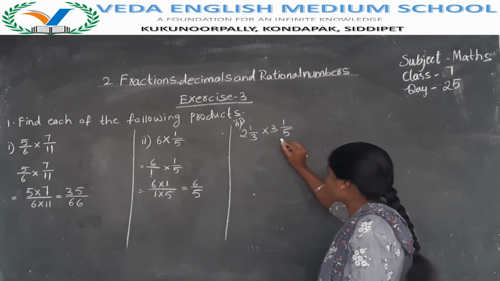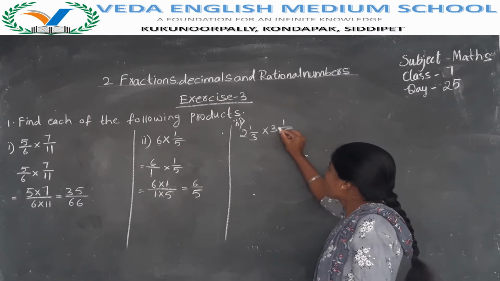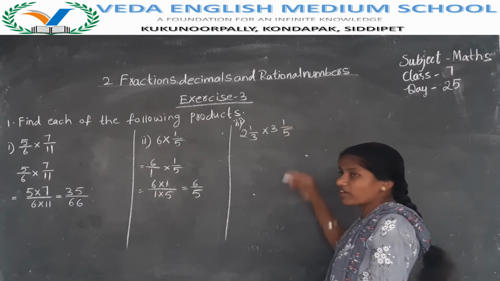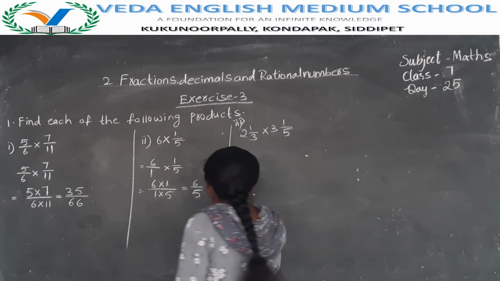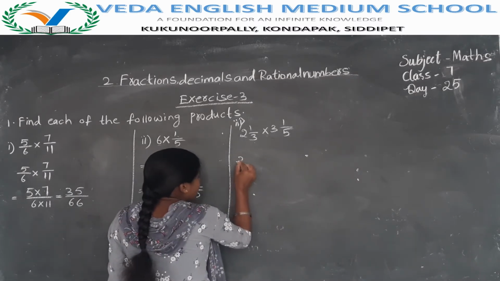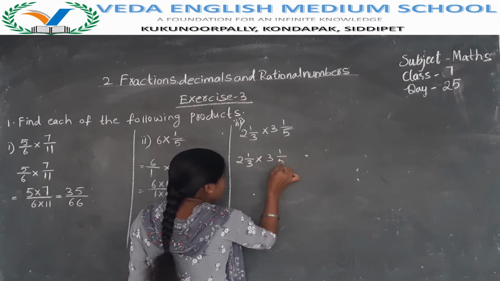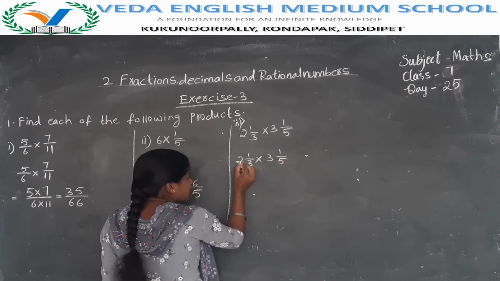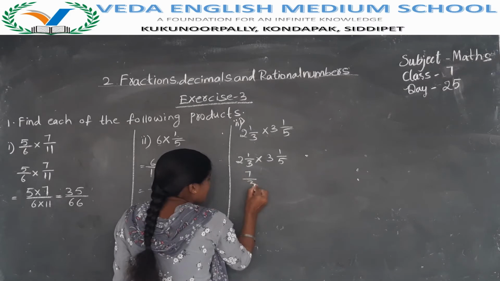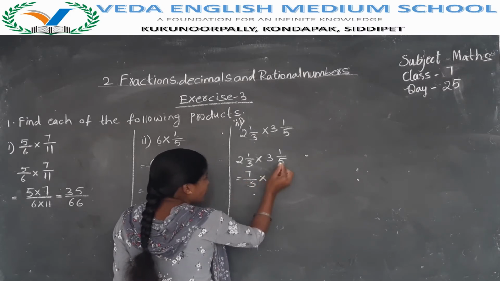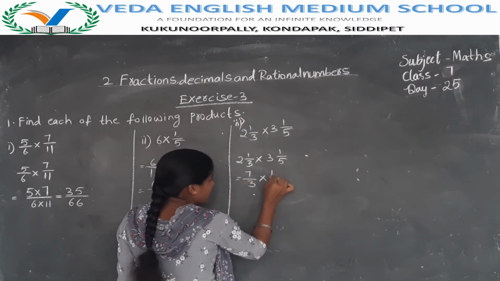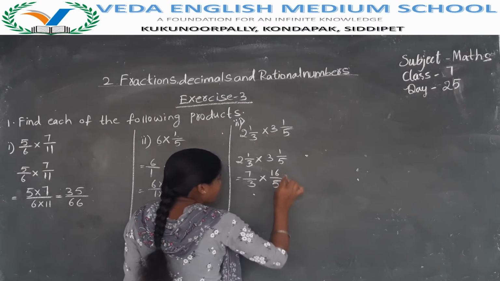Now here also the same. 5 3s are 15. 15 plus 1 is 16. 16 by 5. It is the other fraction. Now find the solution. 2 into 1 by 3 into 3 into 1 by 5. Multiply: 2 3s are 6. 6 plus 1 is 7. 7 by 3 into 5 3s are 15. 15 plus 1 is 16. 16 by 5.